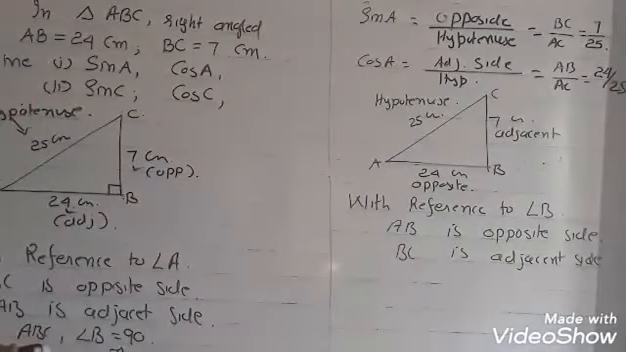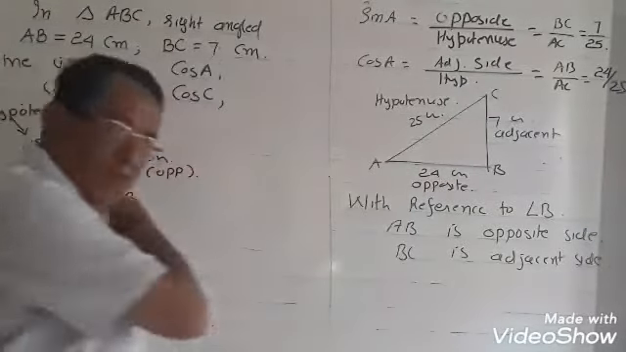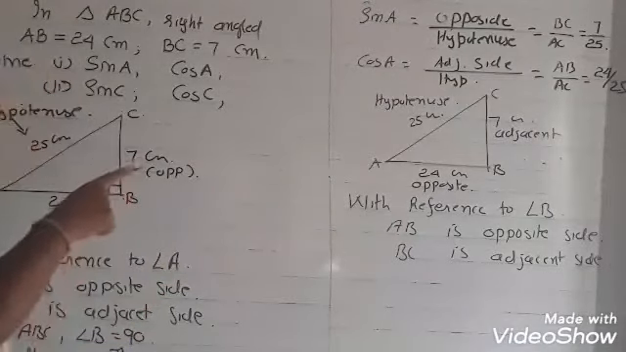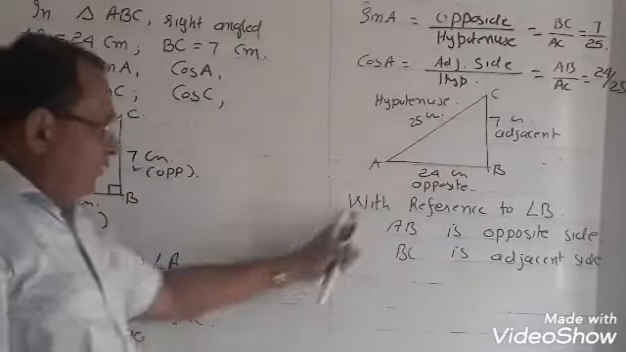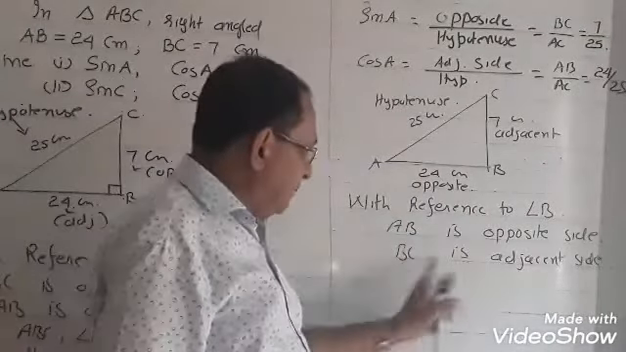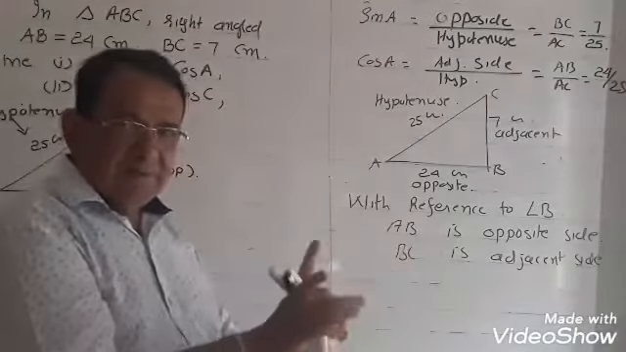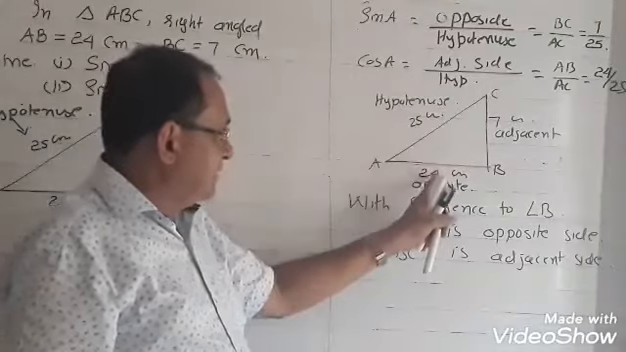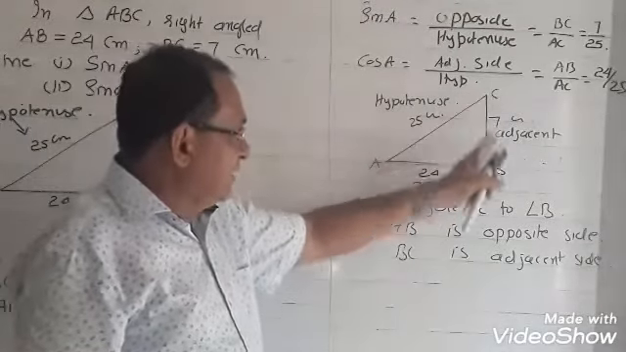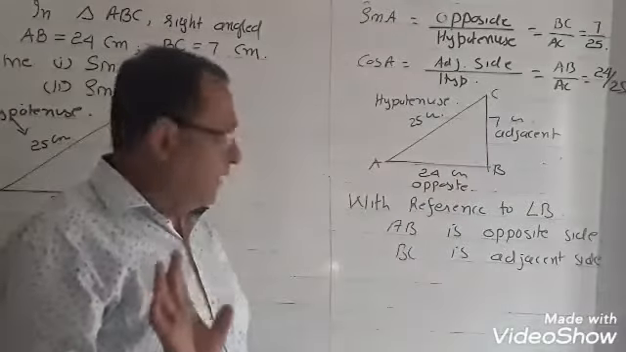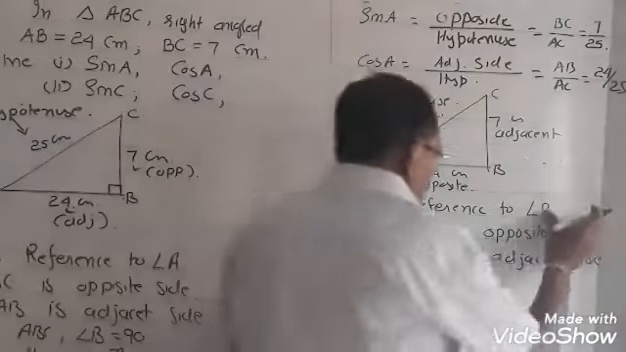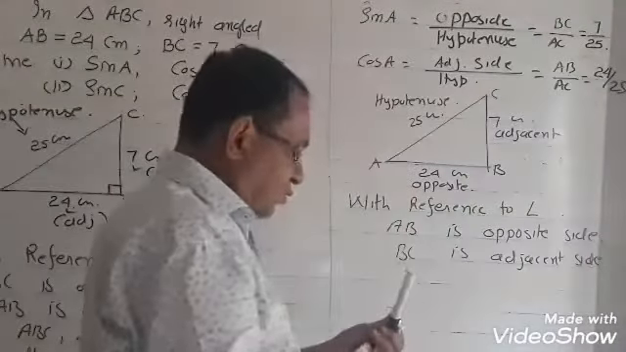Get it? Now I have drawn other figures to clarify it. It is not actually necessary; it is fine even if you don't draw. With reference to B, AB is the opposite side and BC is the adjacent side. It will be interchanged. Now with reference to C, the opposite side is AB and the adjacent side is BC. Clear? With reference to angle C.